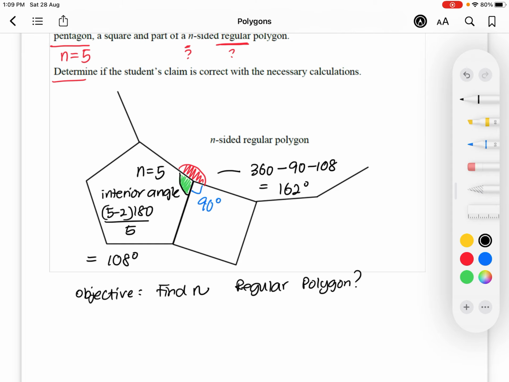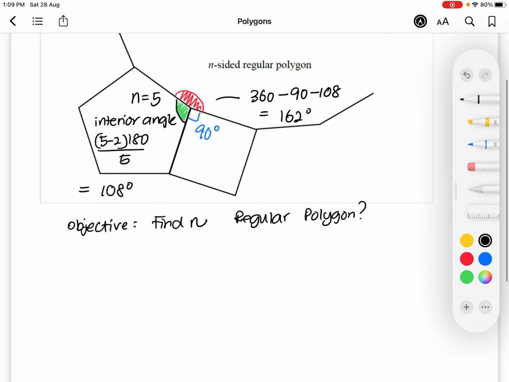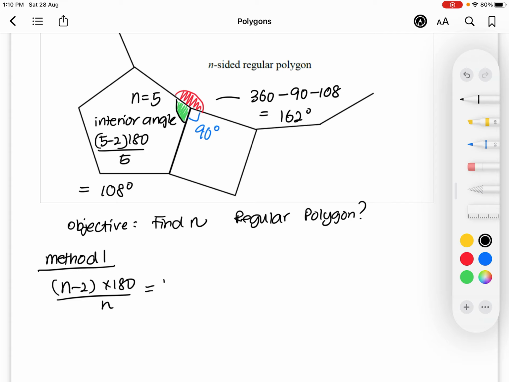Right, let's check. First one over here, let's find what n is. There are two different methods. Method number one, oops, my handwriting. That will be using the interior angle formula, (n minus 2) times 180 divided by n, to give me 162 degrees.